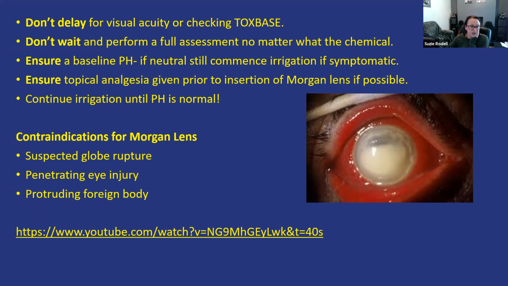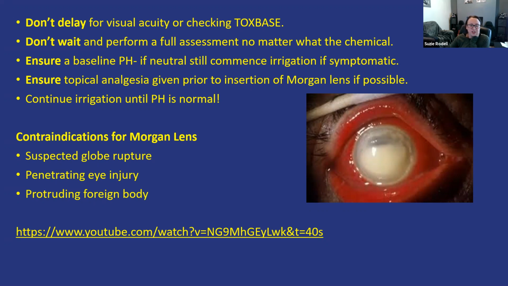And as said, baseline pH, if it's neutral, still commence irrigation if the patient is symptomatic. You may only want to use 1 litre and then check the pH, see if they're feeling a bit better from the symptoms, and ensure topical analgesia is given. So we've covered that more than once.